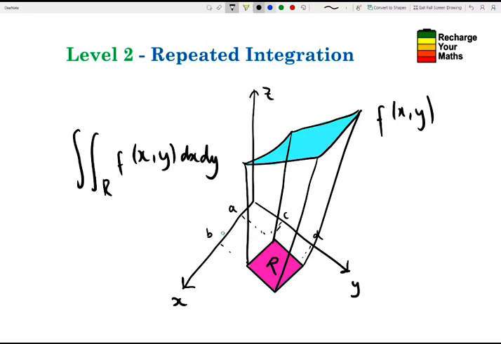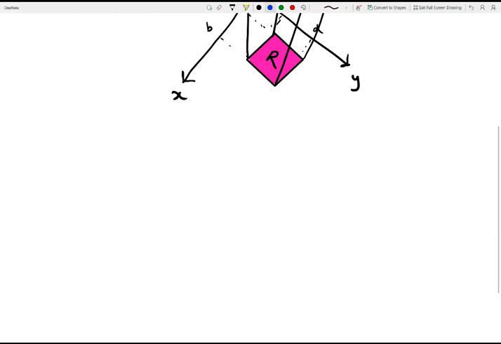Welcome to the Level 2 video on repeated integration. Today we're going to be talking about fixed limits and clarifying exactly what they are.